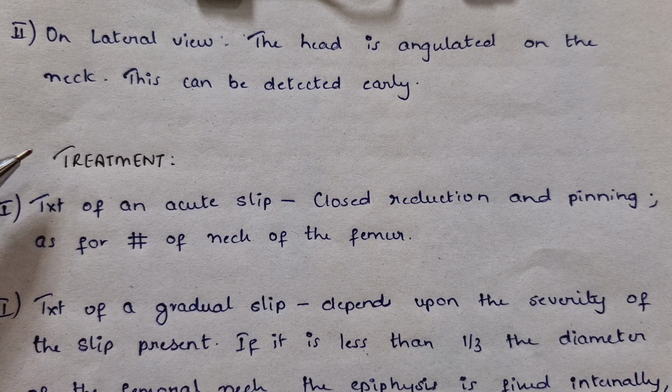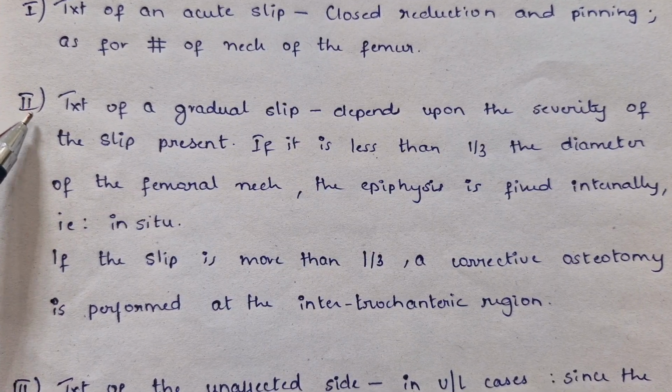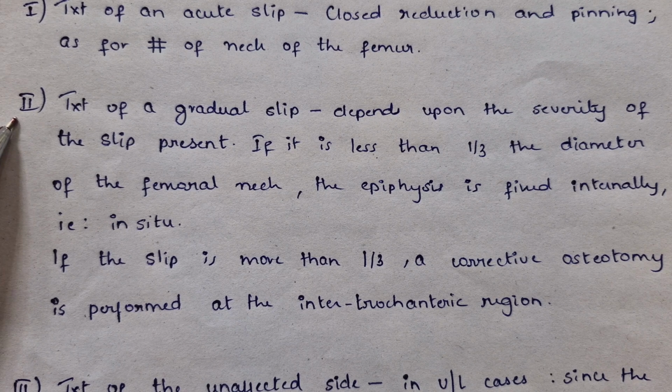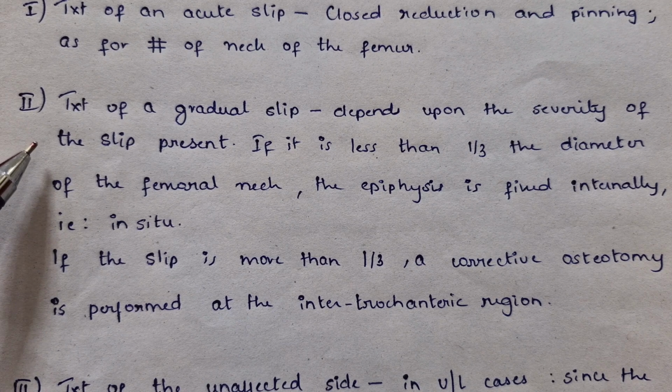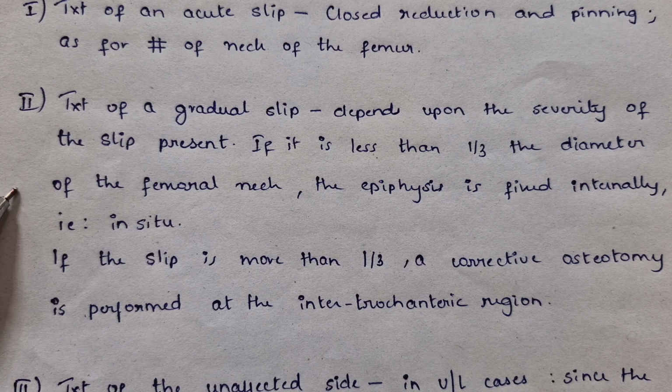Treatment for slipped capital femoral epiphysis. Treatment of an acute slip includes closed reduction and pinning, as for fracture of the neck of the femur. Treatment of a gradual slip depends upon the severity of the slip present. If it is less than 1/3 the diameter of the femoral neck, the epiphysis is fixed internally, that is, in situ. If the slip is more than 1/3, a corrective osteotomy is performed at the intertrochanteric region.